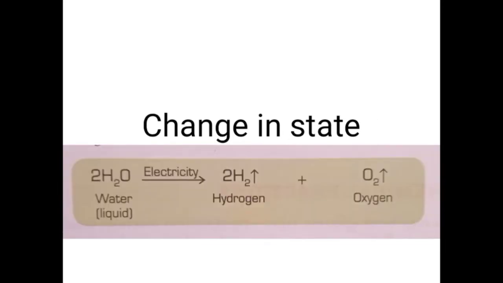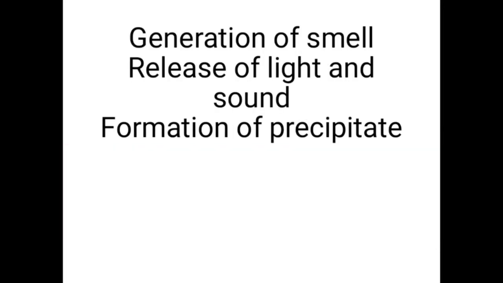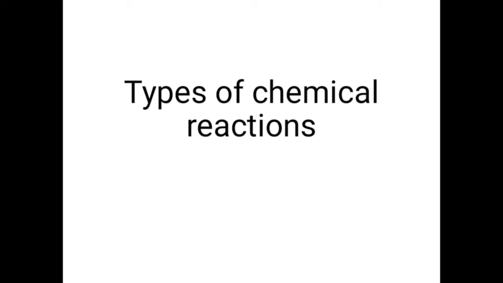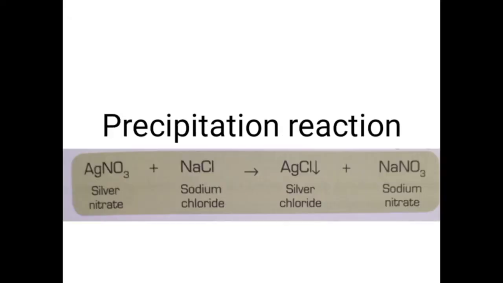Change in state. When electricity is passed through water, it produces hydrogen and oxygen gases. Here, a liquid turns into a gaseous state. And some other characteristics are generation of smell, release of light and sound, and formation of precipitate. Now we will know about the different types of chemical reactions.